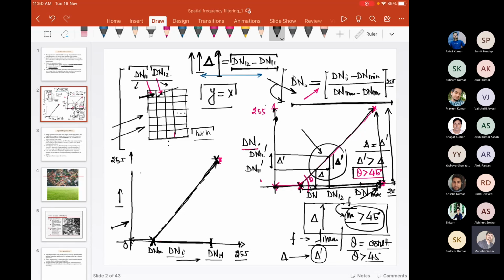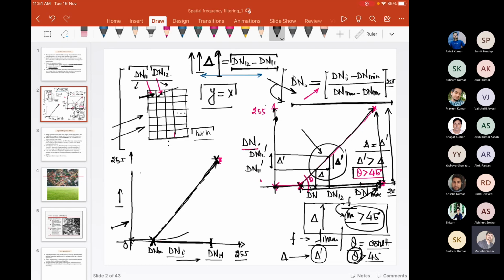It's not like the darker part of the image becomes more dark and the lighter part becomes more light. But if there is variation in theta, in the non-linear function, theta varies. Theta is not constant. Slope is not constant. So in that case, what will happen?